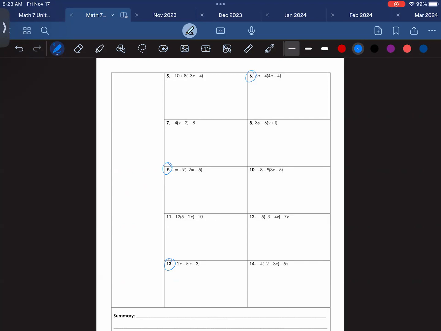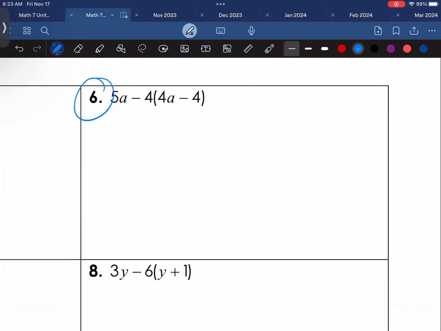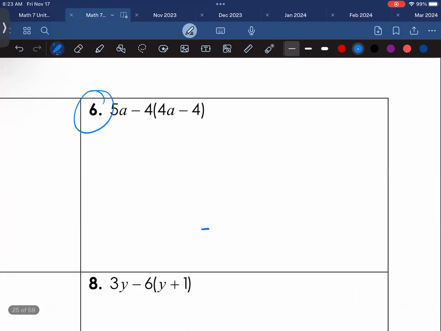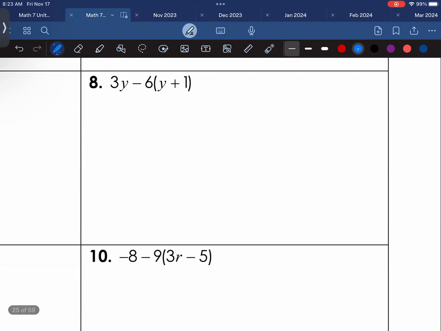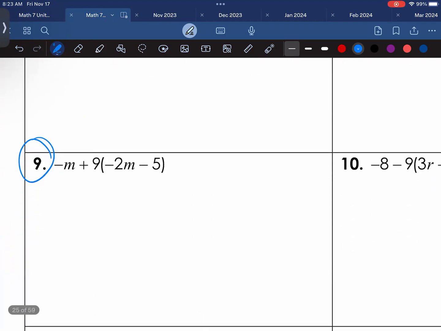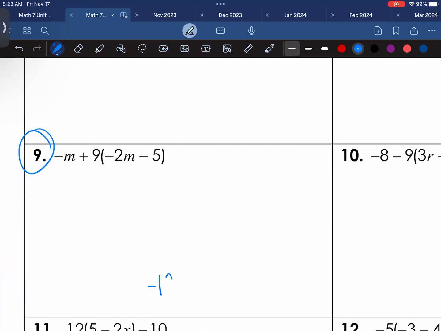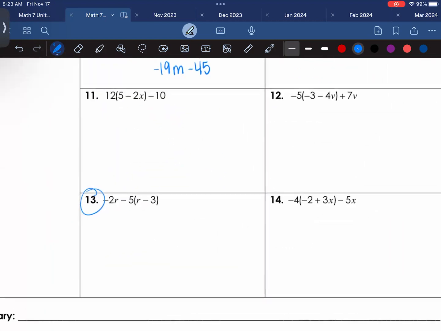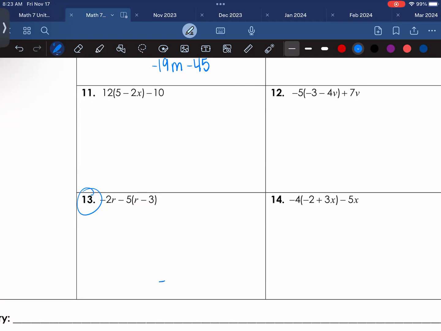All right, so for number 6, you should have gotten negative 11a plus 16 as your final answer. Stop here, ask for help if you did not. Number 9, you should have gotten negative 19m minus 45, and if you did not, again, ask for help. Finally, number 13, you should have gotten negative 7r plus 15.